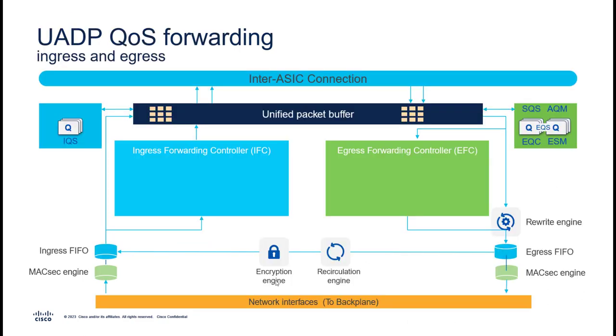So now looking at an actual packet walk, here the packet comes in at the lower left corner and the packet egresses out on the lower right corner. So the first step is the packet comes in from the network interfaces. It hits the MACsec engine. Now the MACsec engine is responsible for stripping out MACsec headers if available.